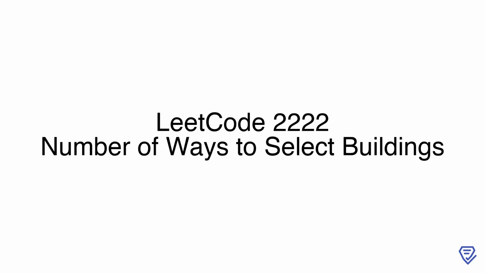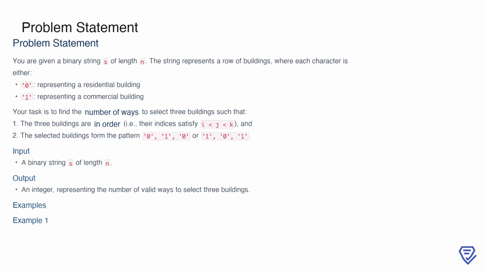Let's get started. In this problem, we are given a binary string S of length n. Each character in the string represents a type of building, where 0 corresponds to a residential building and 1 represents a commercial building. The goal is to determine the number of ways to select 3 buildings such that they follow 2 specific criteria. First, the indices of the selected buildings must be in ascending order, meaning the first building comes before the second, and the second comes before the third.